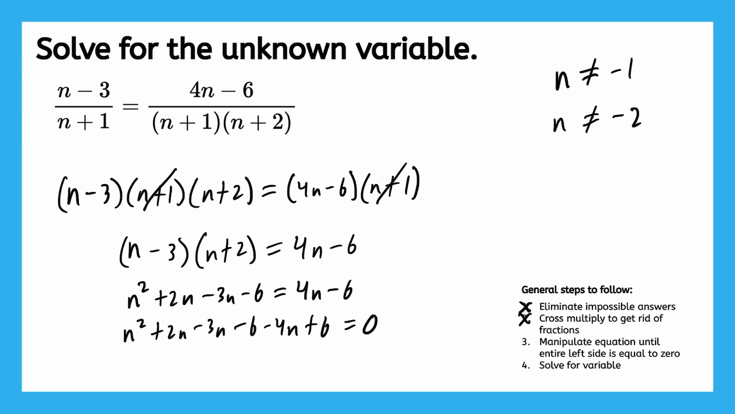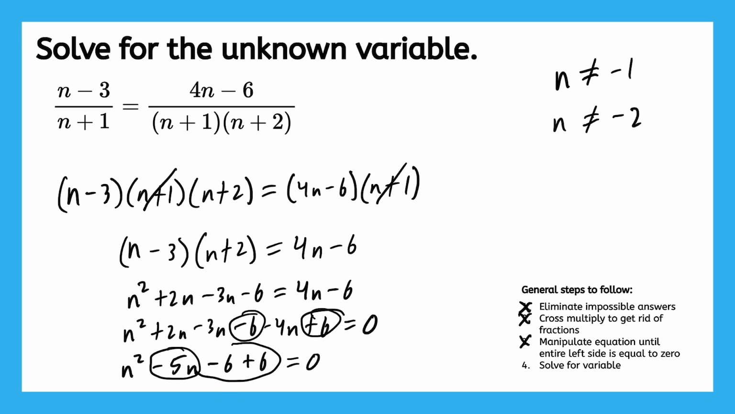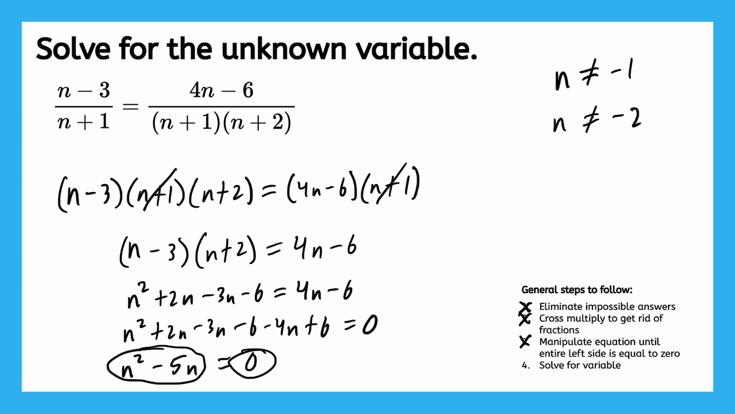All right, there you go. Step 3 is done. We have now manipulated the equation until the entire left side is equal to 0. Here is the entire left side equals 0. So now let's simplify this left side and see how we can solve. So let's combine 2n, negative 3n, and negative 4n. That gives us a negative 5n. And then we still have this minus 6 and plus 6 right here. Negative 6 plus 6 is 0, so let's cancel. So we're left with n squared minus 5n equals 0.